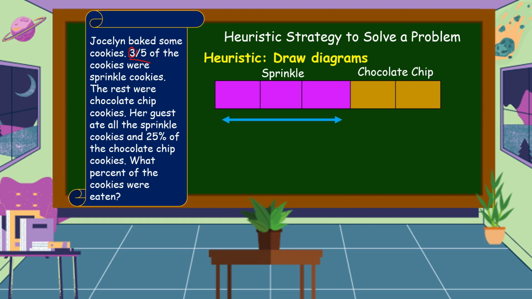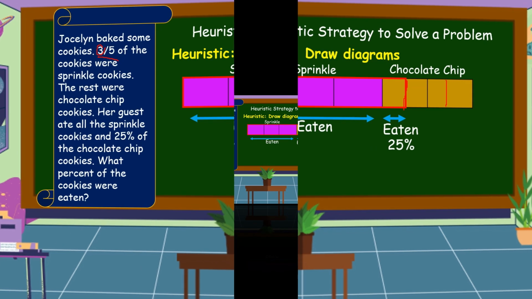Kinain lahat yung sprinkle cookies, wala nang natira, at saka kumain din sila ng 25% of the chocolate chip cookies. Pag sinabi natin 25%, ito yung 1/4. So, hatiin natin to sa 4. Itong part na ito yung kinain lahat ng kanyang guest. The question is, what percent of the cookies were eaten?